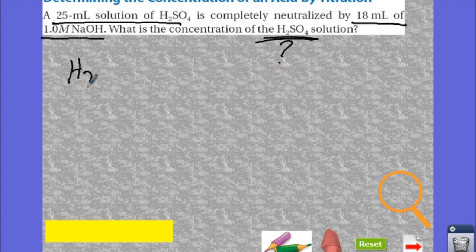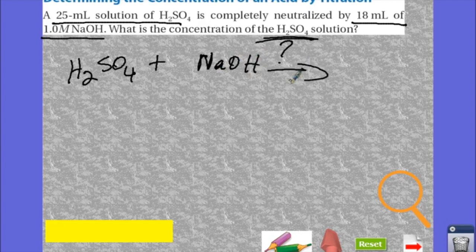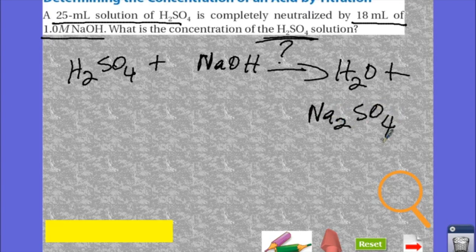Always start with a balanced chemical equation. The balanced chemical equation is we have H2SO4, which is the same as the other one, plus your NaOH yield. Remember, the hydrogen from the acid will combine with the hydroxide from the base to give you your water. The cation from the base will go with the anion from the acid to give you your salt, Na2SO4. And then we balance. We have 2 water here, 2 NaOH.